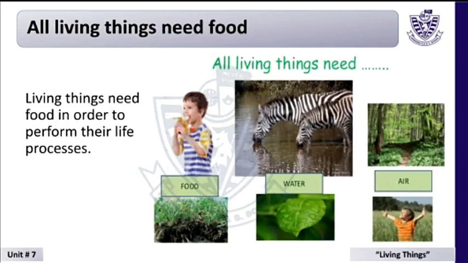All living things need food. Living things need food in order to perform their life processes. Food gives them energy. Animals get this energy by eating different plants and other animals. Plants make their own food by a process called photosynthesis. Students, you're already familiar with the term photosynthesis.